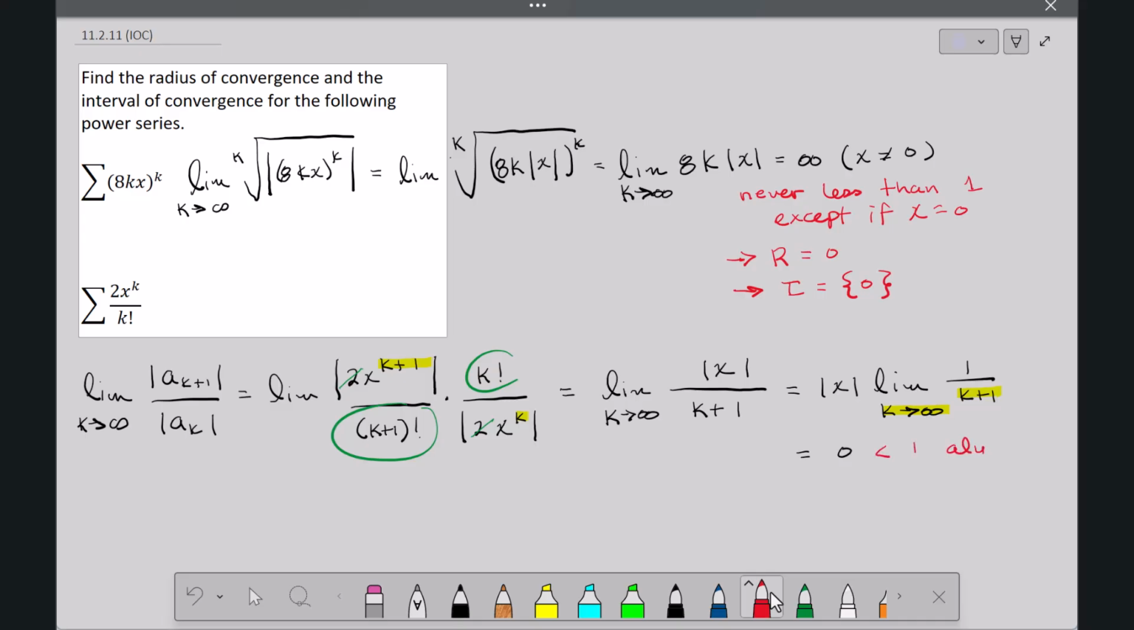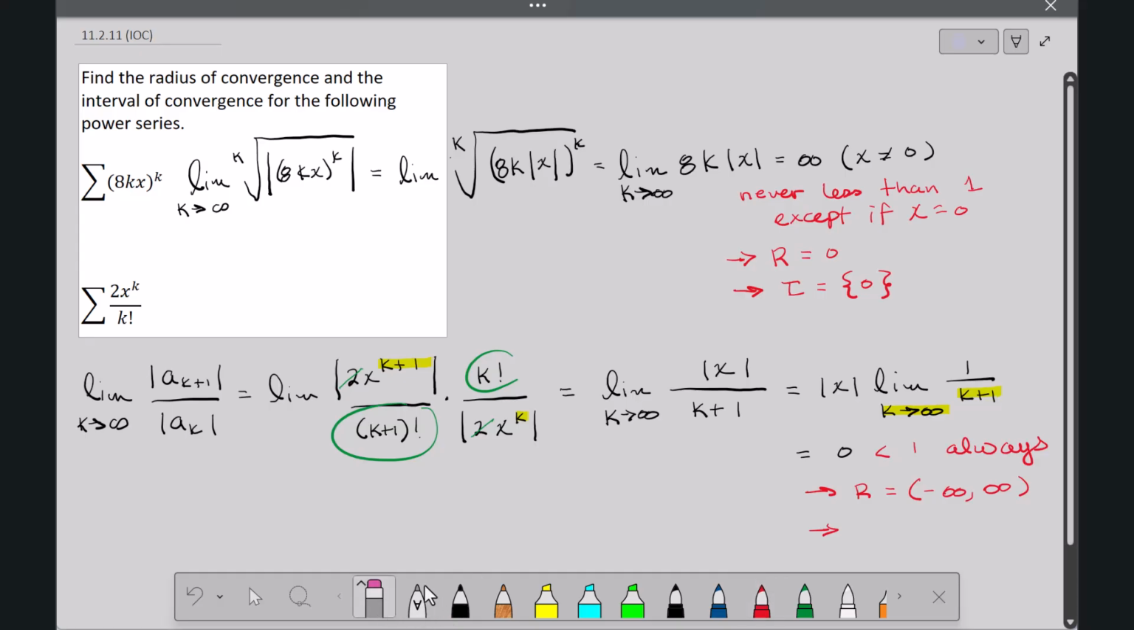So this is always true, right? 0 is always less than 1, as opposed to up here, we had never less than 1 except for one case, and that was the center of the series. Down here, this is always less than 1, so that tells us then that the radius of convergence is infinite, because it's always true. And that tells us that our interval of convergence is the entire, oh, I said that backwards here. Our radius of convergence is infinity, and our interval of convergence goes from negative infinity all the way to positive infinity.